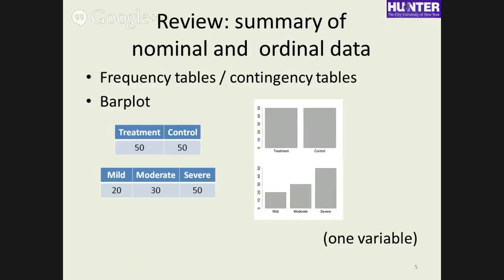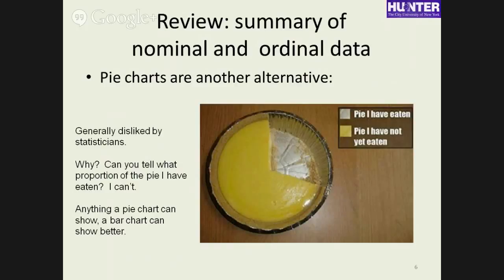So remember, for nominal and ordinal data, the common way to summarize these is with contingency tables or frequency tables, which just provide the total number of observations with each value of the nominal variable, or each combination of them if you're summarizing two variables at once. And whatever you can represent in a contingency table, you can also represent in a box plot. There are also pie charts, which would be another way to represent these.